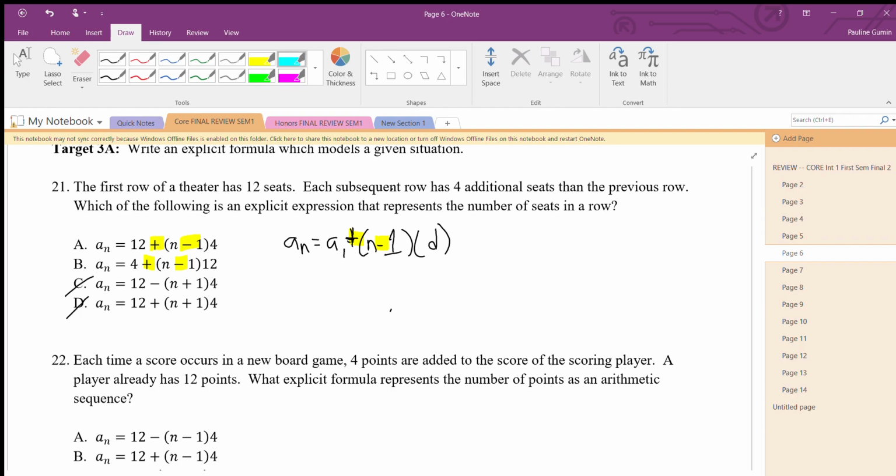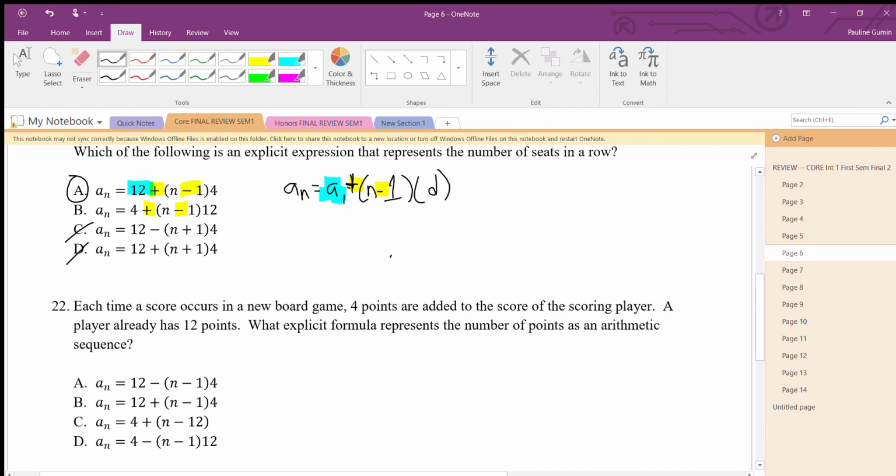The next thing that I look at is this first term, A with a subscript of 1. That represents the first term of a pattern, an initial term of a sequence. So in this particular problem, we have the first row of a theater has 12 seats. Letter A is our answer.